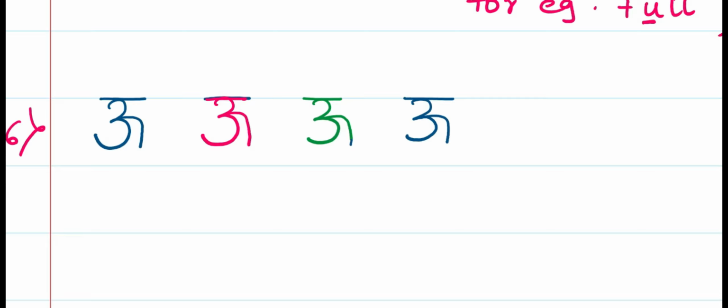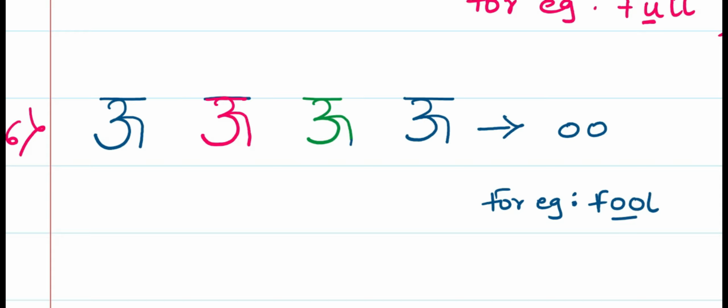I hope you have drawn the letter. Let's learn how to pronounce this letter. It's called oo, for example, fool or moon, where the lips are going forward. The fifth one is oo. The sixth one is oo.